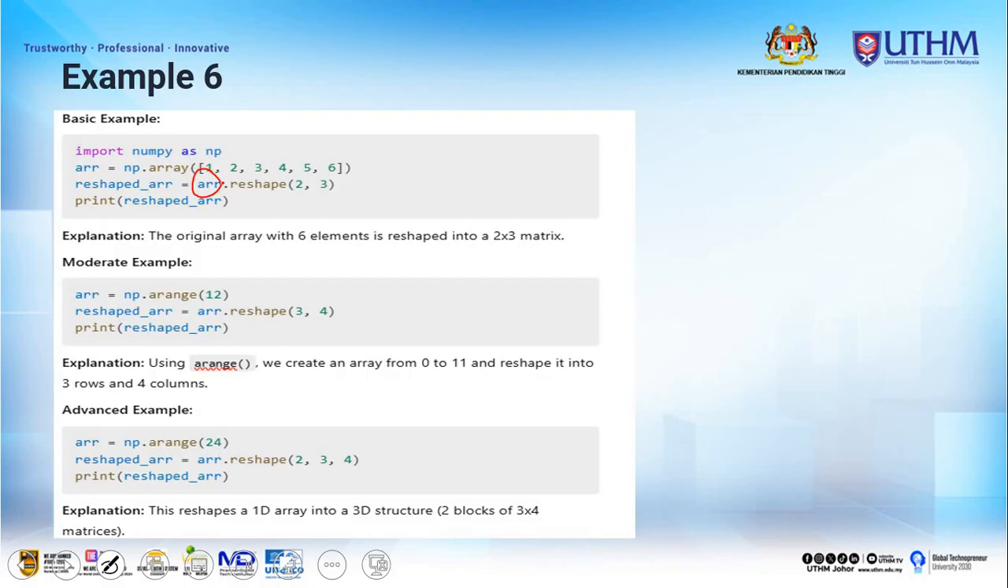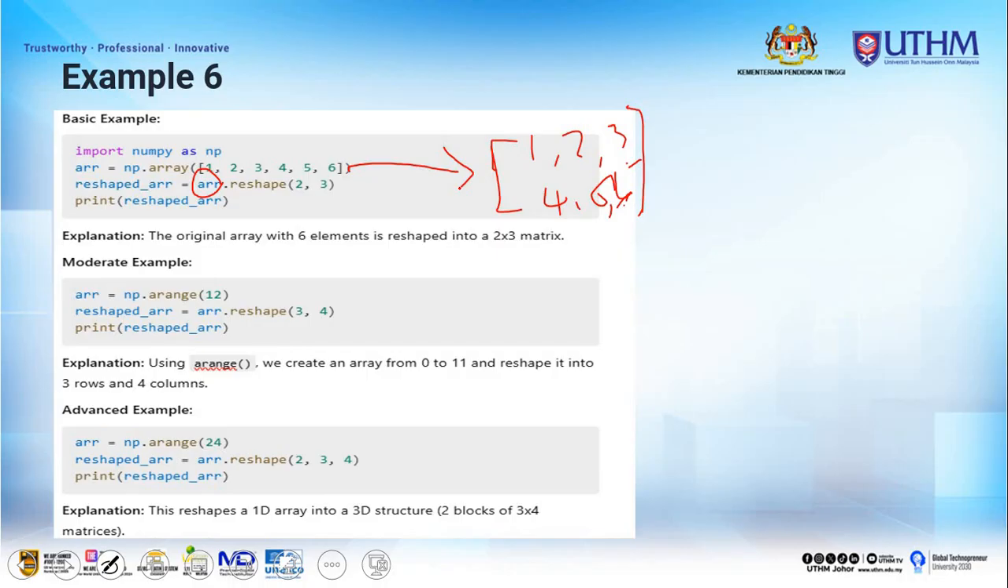So the 2 by 3 matrix will be 1 2 3 4 5 6. Am I right? So this will be the 2 by 3 matrix. So from single dimension, it is converted or reshaped to a 2 by 3 matrix.